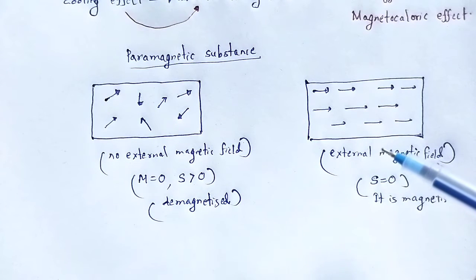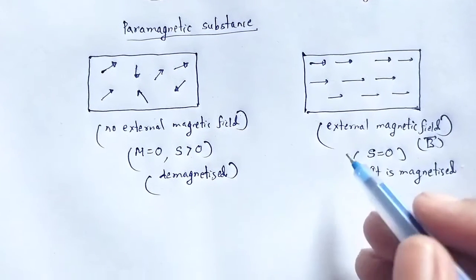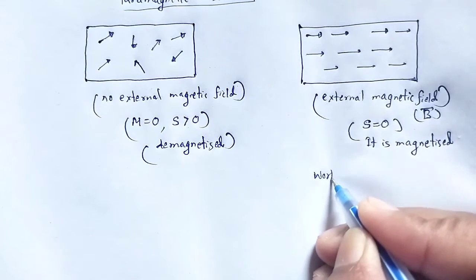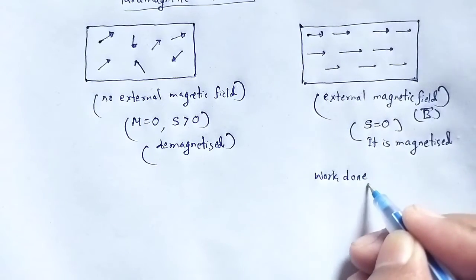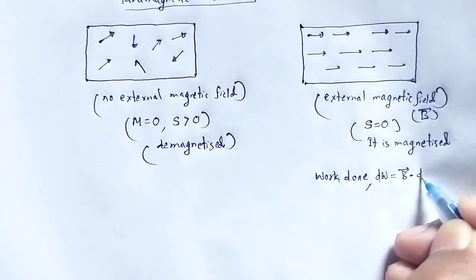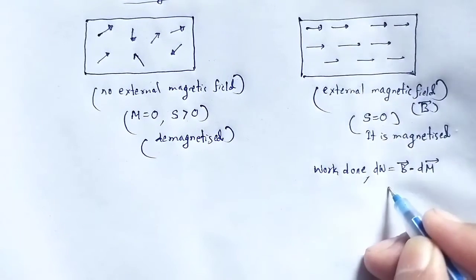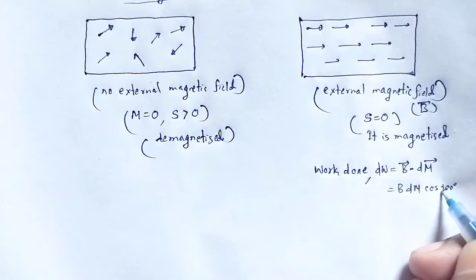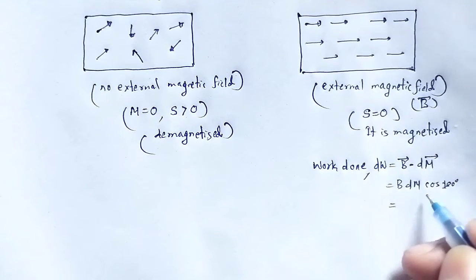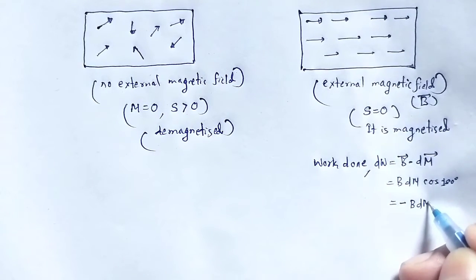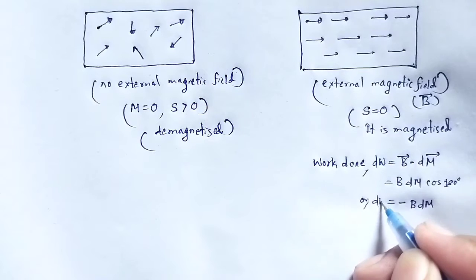So the external magnetic field has to do some work on the substance, and the work done dW is given as B dot dm. So that is B dm cos 180 degrees, cos 180 is minus 1. So minus B dm is the small work done dW.